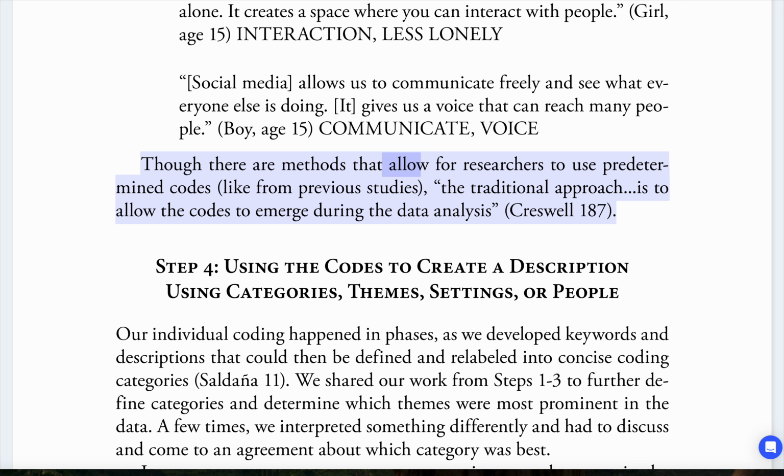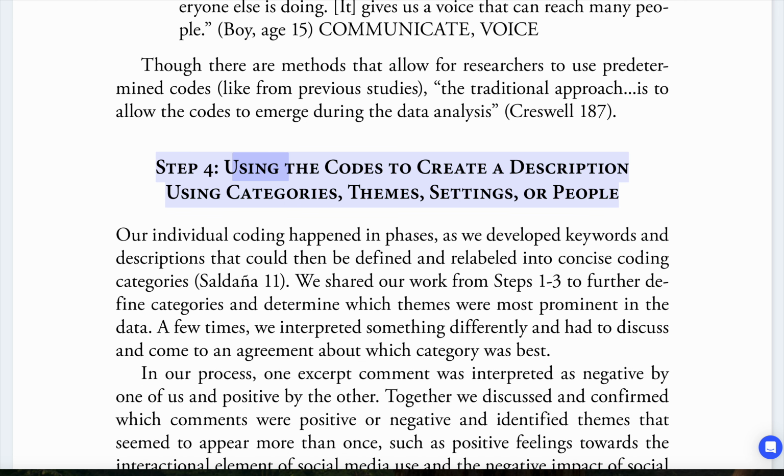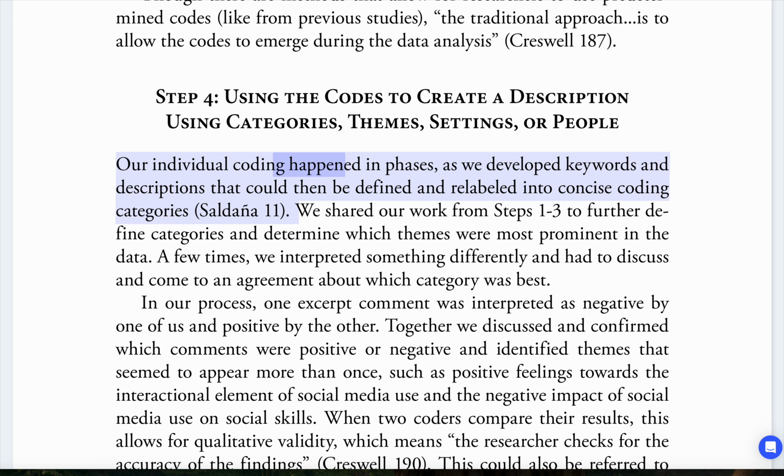Though there are methods that allow for researchers to use predetermined codes, like from previous studies, the traditional approach is to allow the codes to emerge during the data analysis (Creswell, 187). Step 4, using the codes to create a description using categories, themes, settings, or people. Our individual coding happened in phases, as we developed keywords and descriptions that could then be defined and relabeled into concise coding categories (Saldana, 11).